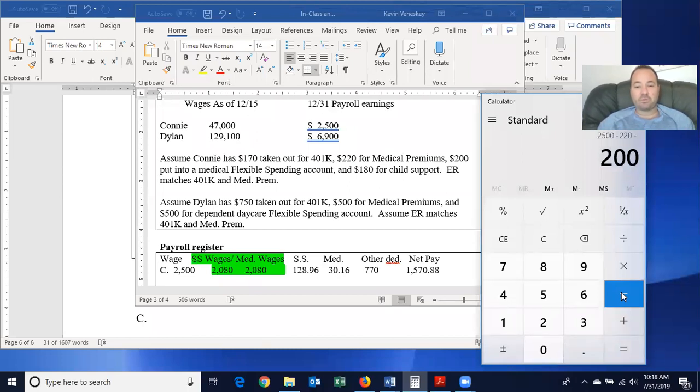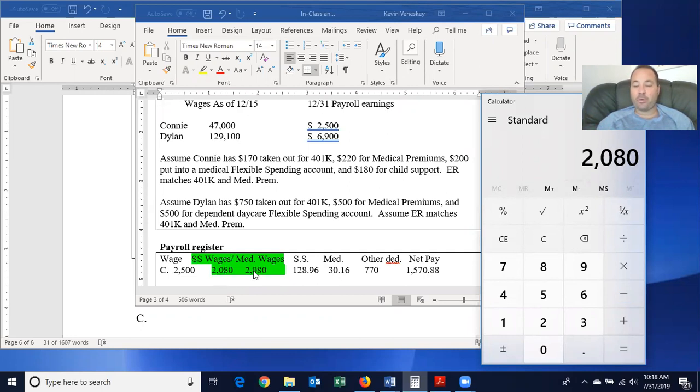180 for child support, that is not excludable. I do have to pay tax on that. So when I add this all up, I only have to pay tax instead of on 2,500, which would be a higher number, a higher tax. I only have to pay tax on the $2,080.